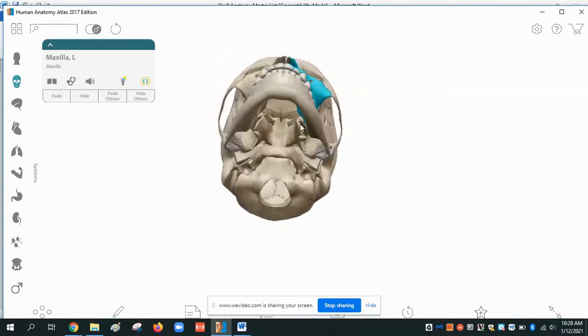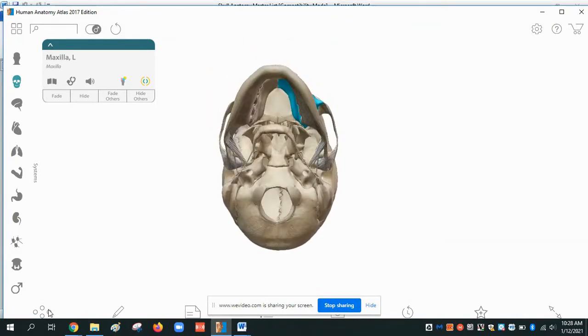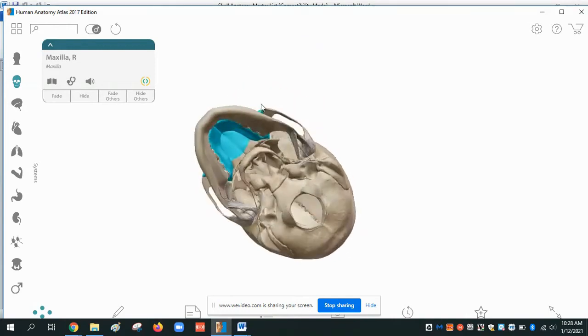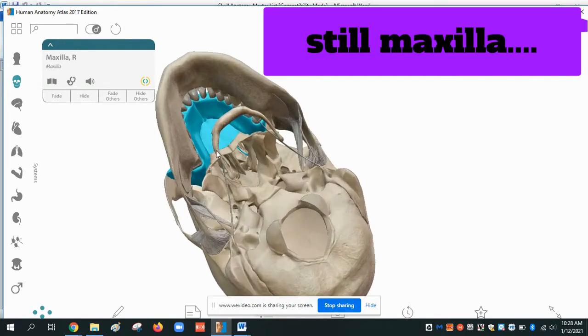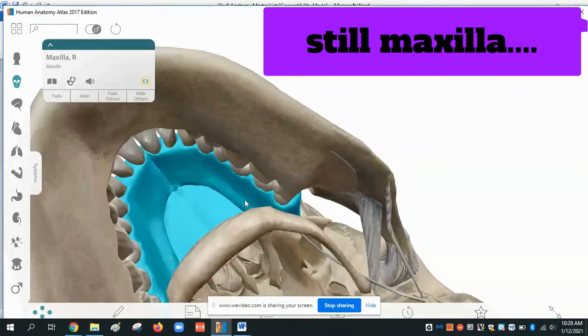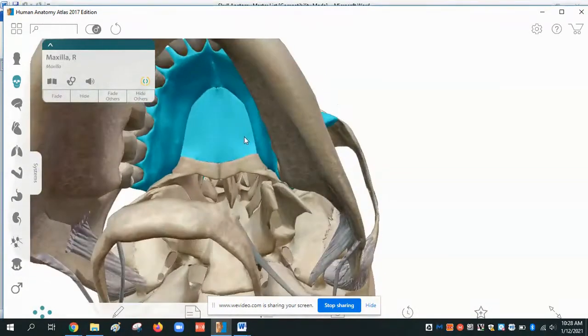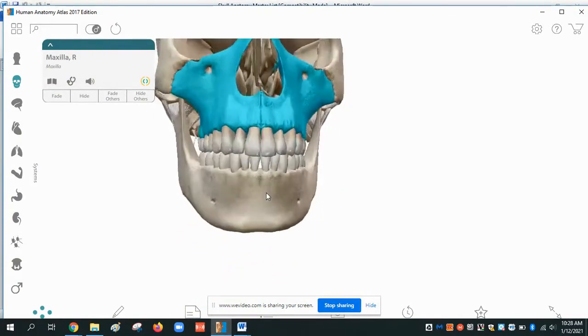The maxilla also forms, again, I don't know why it's not highlighted, a large portion of the roof of the mouth. See where we are there? That's the roof of the mouth. I don't know if you can follow me on this. Here's the upper teeth and the lower teeth. So we're actually looking at the roof of the mouth. So that's the maxilla.